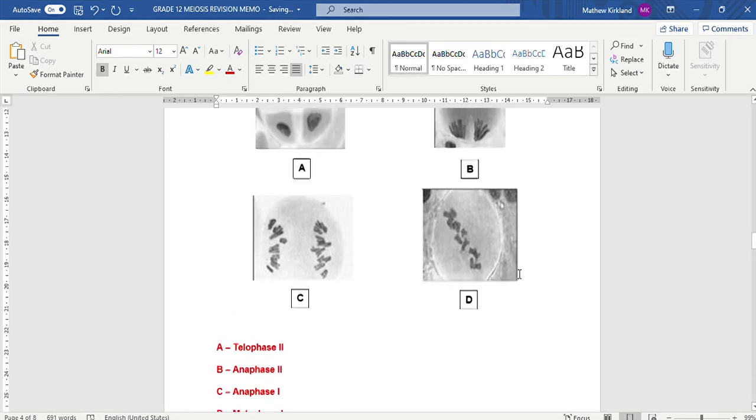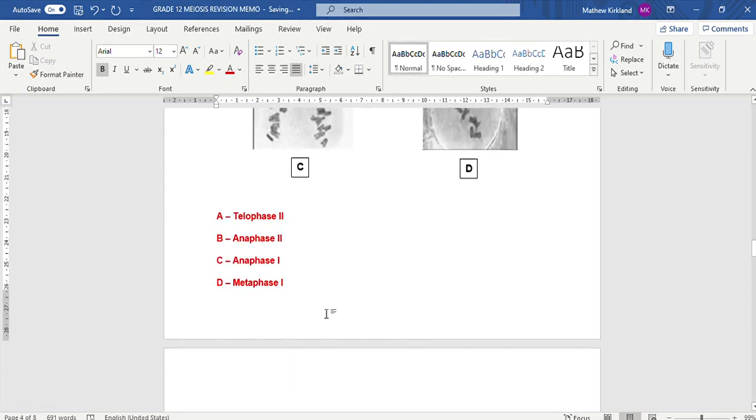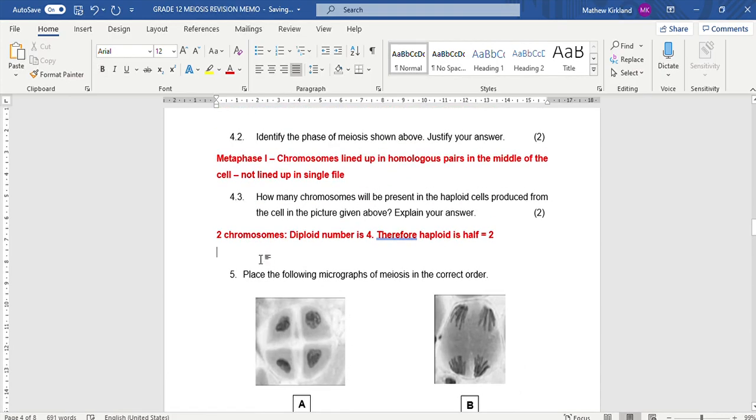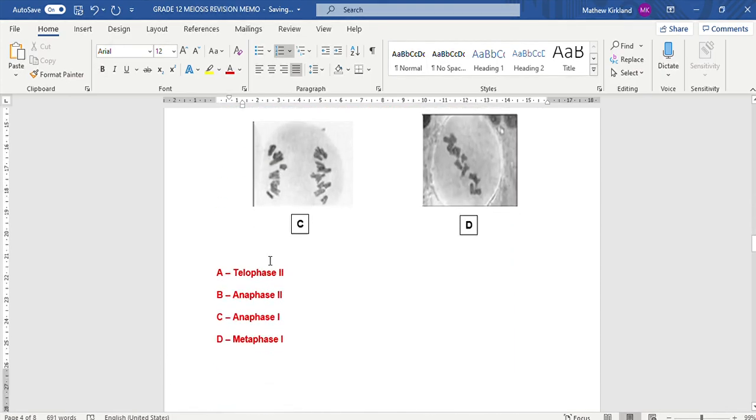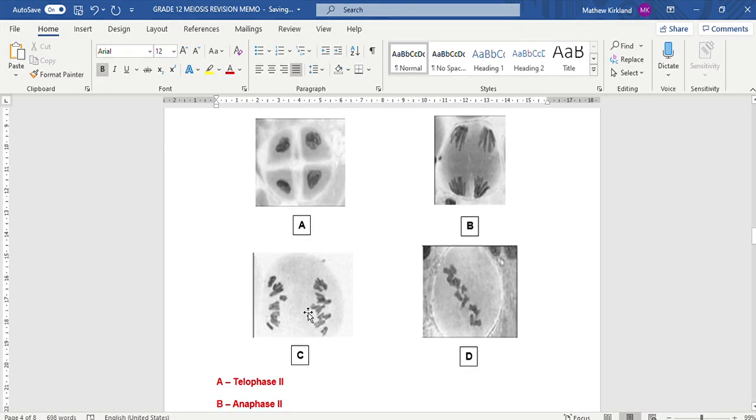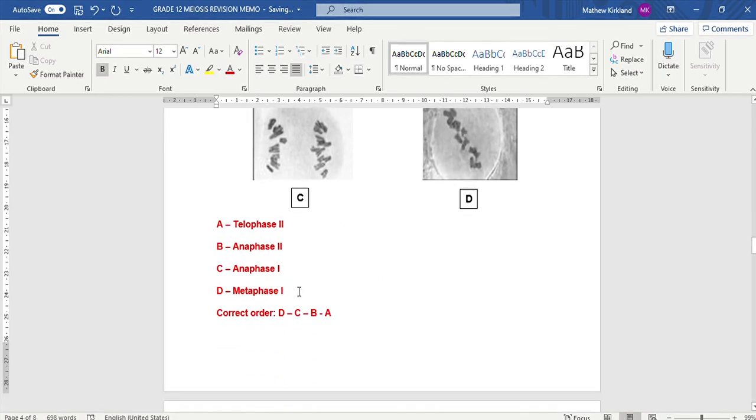So therefore, what is the correct order of this? Let me just give myself some space here. What, therefore, is the correct order? So the correct order then is D, C, B, A. So it just pretty much went in reverse. D, C, B, A. Because you know it's the 2 first phases. Metaphase comes before anaphase, and anaphase comes before telophase.